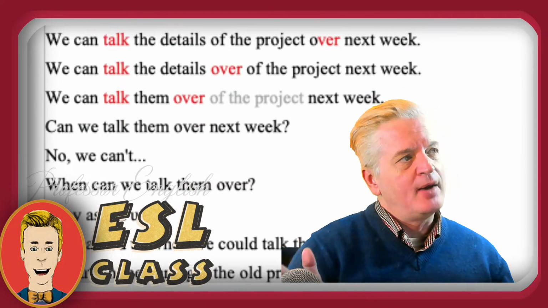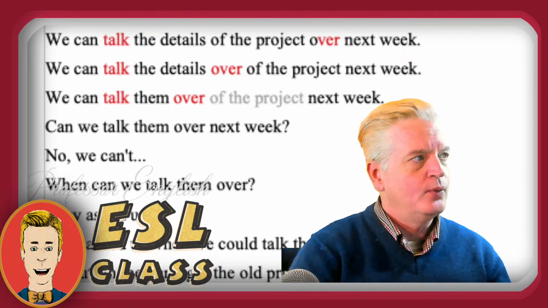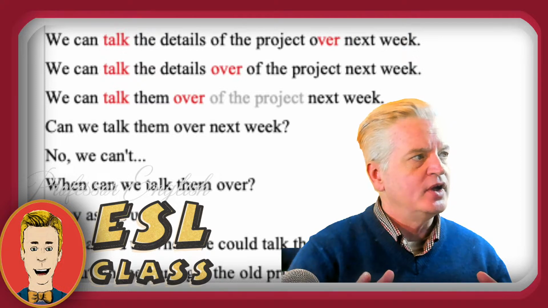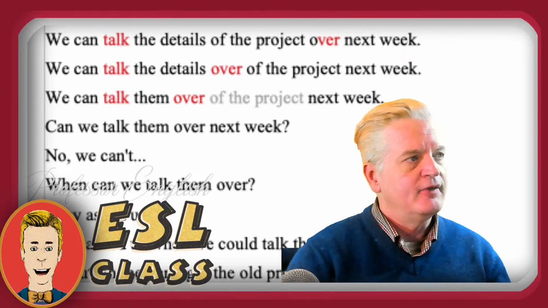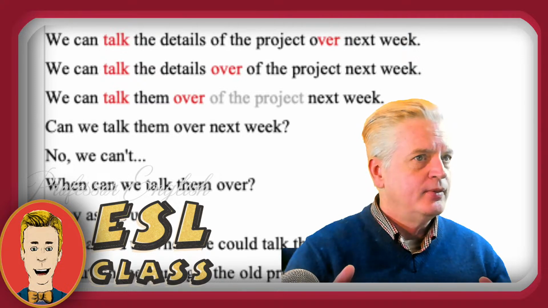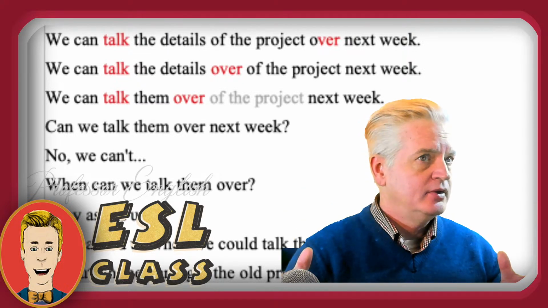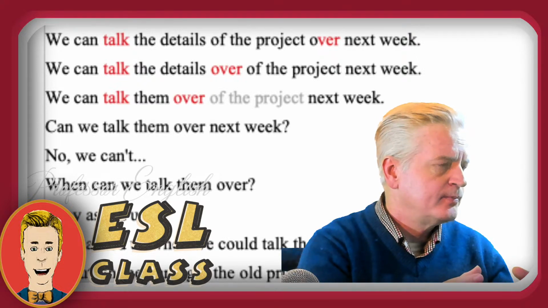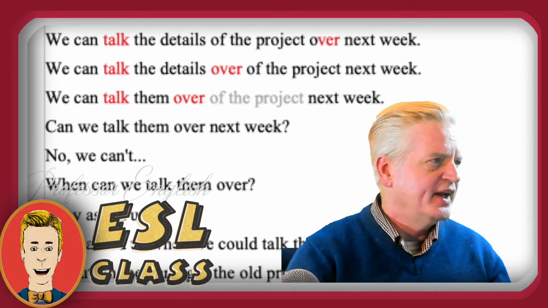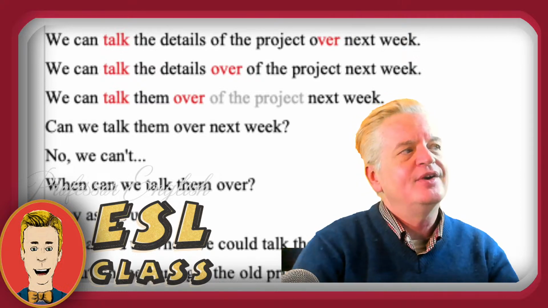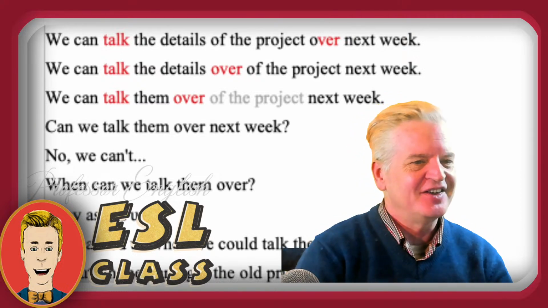Now, we had a little problem when we were doing this because when I asked him to do the inside position, his first answer was, we can talk the details over of the project next week. And this is a problem that you have to think about: what really is your object? Because if you put the wrong thing inside the verb, it will sound a little bit strange. We can talk the details over of the project next week.